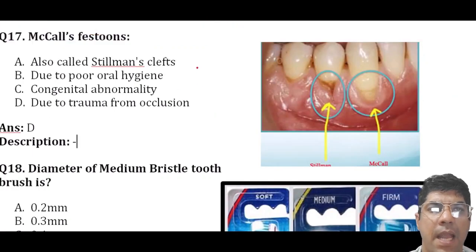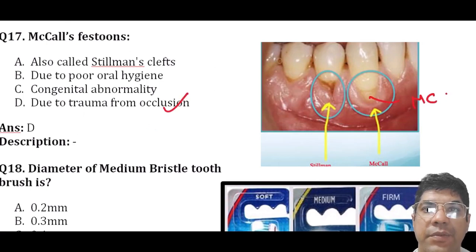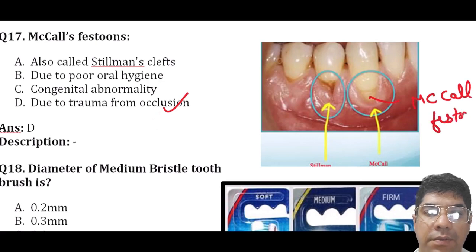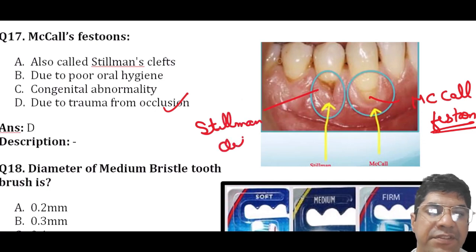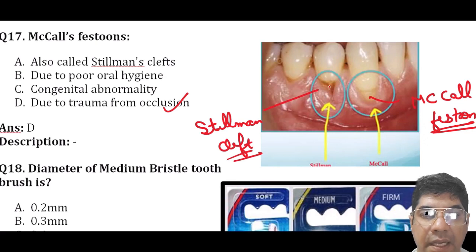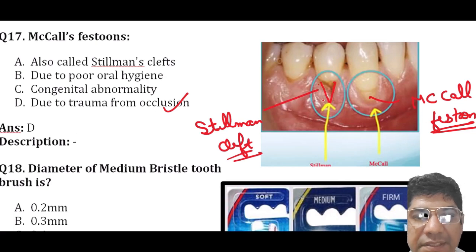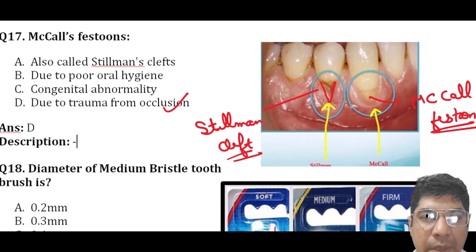So moving to another question, McCall's festoon occurs due to the trauma from occlusion. So these are the McCall's festoons and this is the Stillman's cleft. Now let us understand the difference between them. The Stillman cleft is characterized by narrow triangular shaped recession of the gingiva. As the recession proceeds, it widens, exposing the cementum on the root surface of the teeth. When the recession reaches the mucogingival junction, the area becomes inflamed.